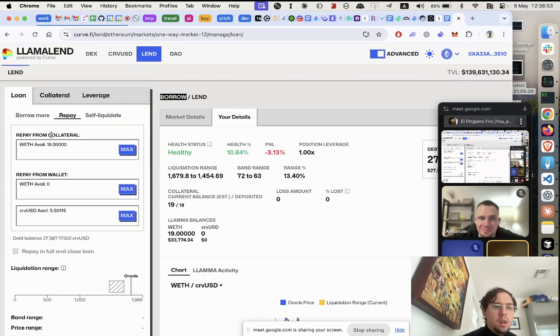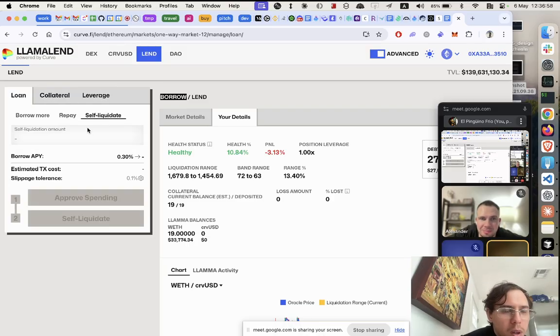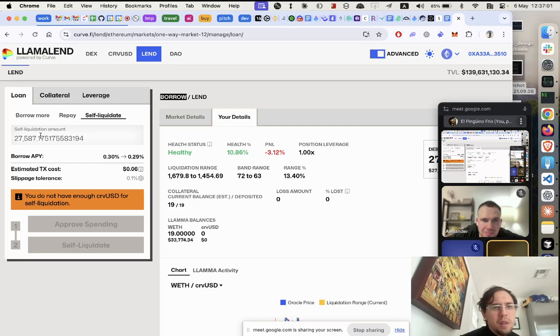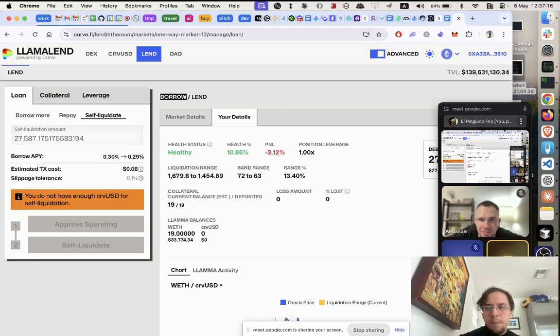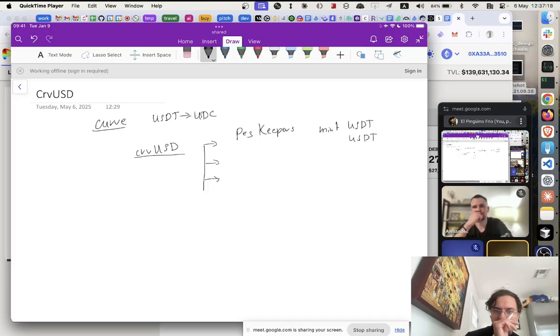But yeah, I have here 19 Ether, and if I would like to self-liquidate, I have to return about $27,000. What I did, I just put in Ether, borrowed crvUSD, and exchanged crvUSD to USDC one by one. I pay only about $5 commission on each $30,000 exchange, which is great. But let's go back to how it works internally. Peg keepers are essentially just the ability to mint back and forth versus popular stablecoins like USDC, USDT.